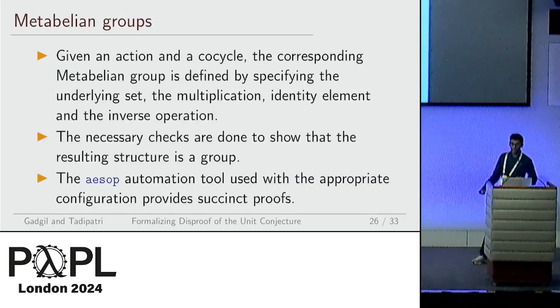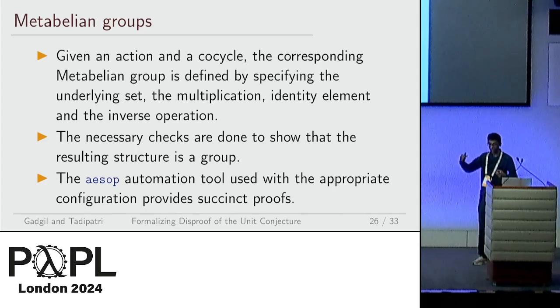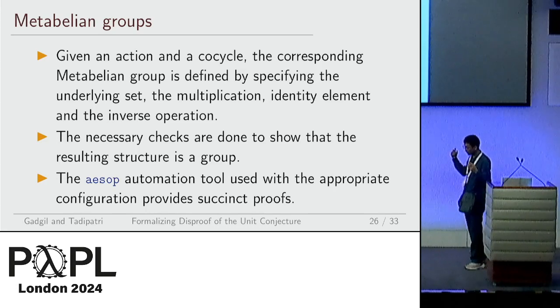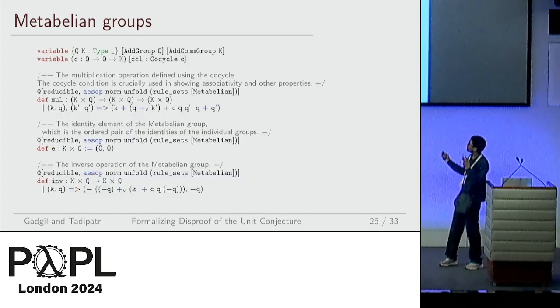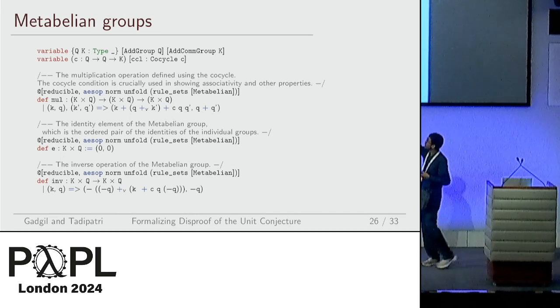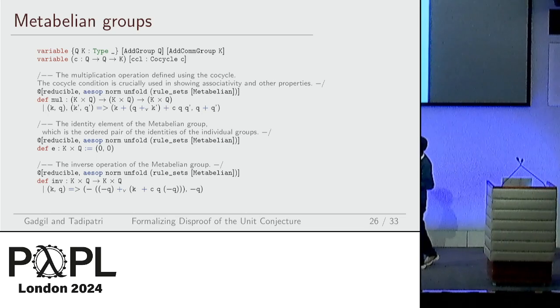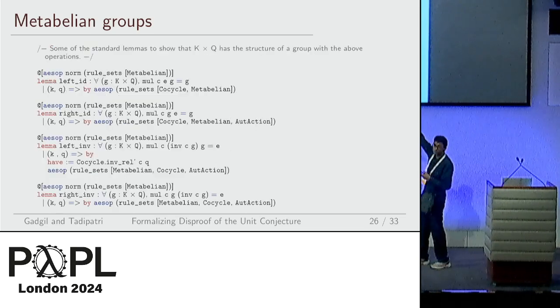Now finally, to construct a meta-Abelian group, given an action and cocycle, we can explicitly do this on the set K times Q with an explicit formula for the multiplication, the inverse, and the identity. We also need to verify formally that with these operations, the structure forms a group, and we can use the Aesop tactic for this. So here are the definitions. Here's the multiplication in the group. It's given by this formula over here, the identity, the inverse, and here are a few of the relevant checks.